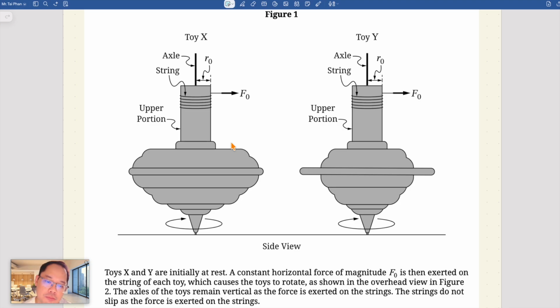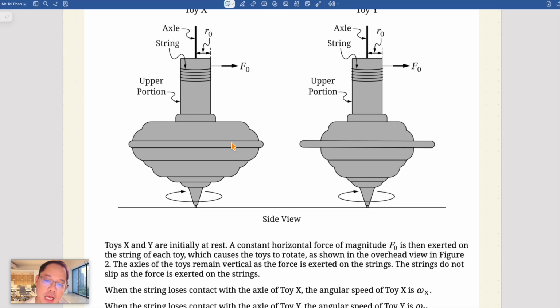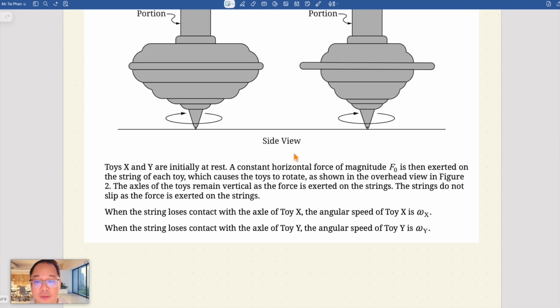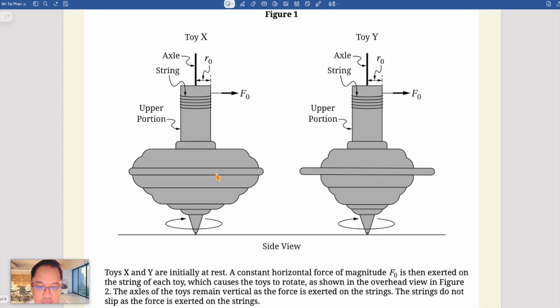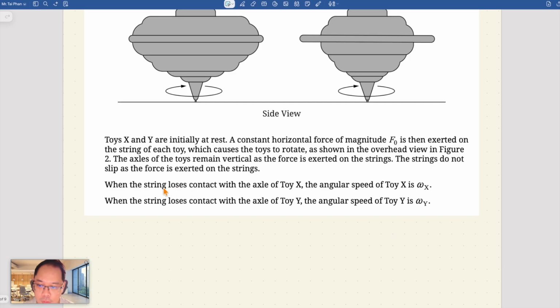In other words, the angle that the two toys rotate is the same as, no, not the angle. Just remember that the circumference, the distance that one point rotates, is the same as the length of the string unwinding. One point on this upper portion of the toys rotates the same distance as the length of the string unwinding, okay? When the string loses contact with the axle of toy X, the angular speed of toy X is omega x. When the string loses contact with the axle of toy Y, the angular speed of toy Y is omega y.